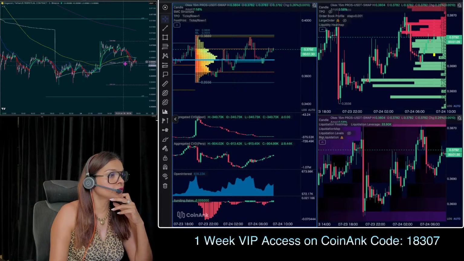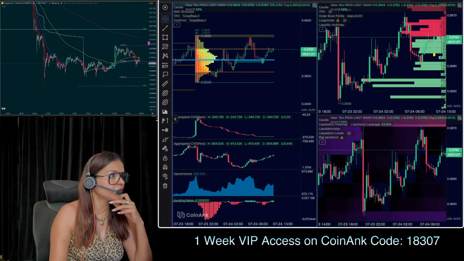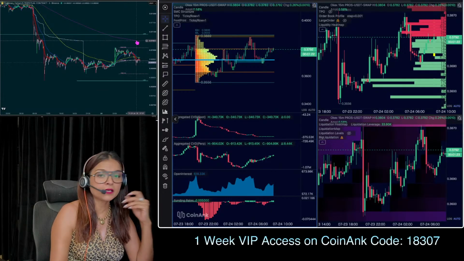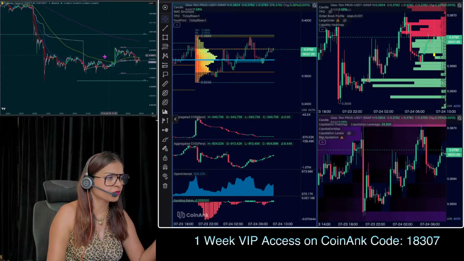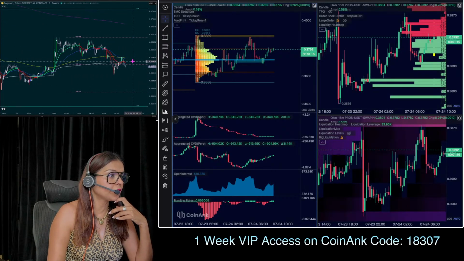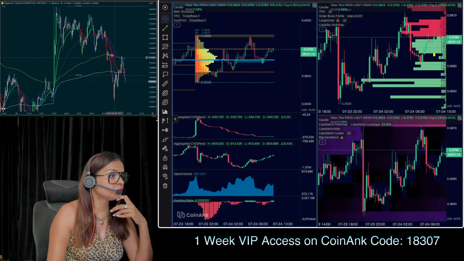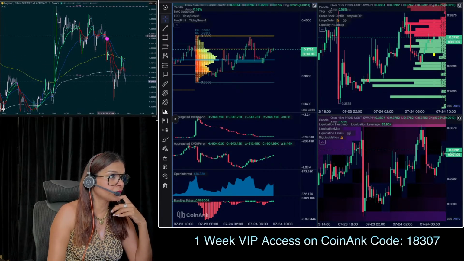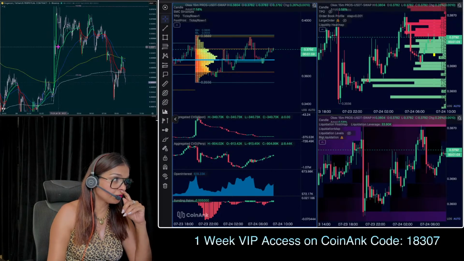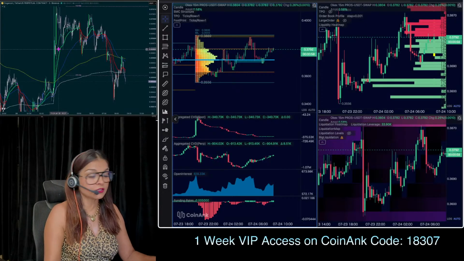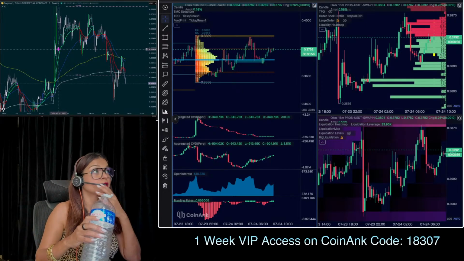What you would see on this indicator, let's go through the EMAs first. The purple line is the 800 EMA on all time frames. The yellow is the 200 EMA. Then the blue is the 50 EMA. And you have these red and green lines, which are the 12 and the 21 EMAs.